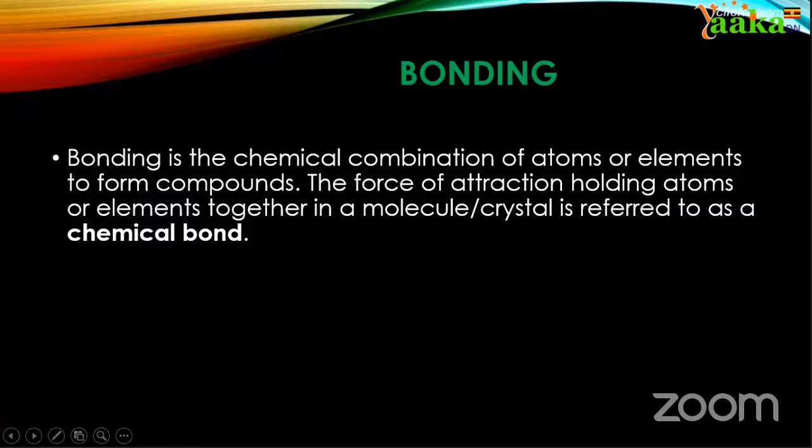So when you're looking at bonding, it's just a chemical combination of atoms or elements to form compounds. The force of attraction holding atoms or elements together in a molecule or a crystal is referred to as a chemical bond. So when two or more atoms join together, we call that bonding. The force that they join with, we call that a chemical bond.